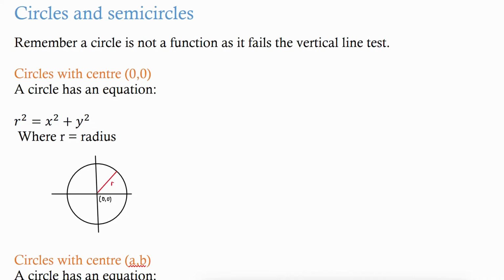Before we move on, we're going to cover two types of circles here. Firstly is the circles with the center at the origin, 0, 0. And that's a really simple equation. It's r squared equals x squared plus y squared, where r is your radius. As you can see, there's a graph of a typical circle there, where r is your radius going from the center of the circle to the outside.